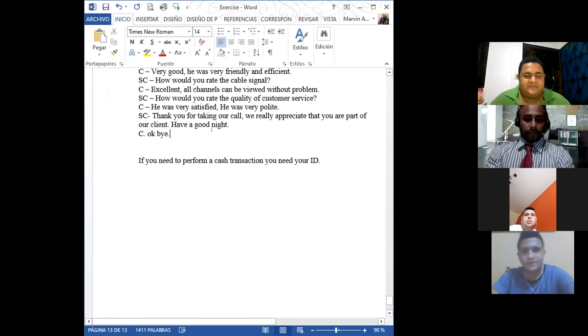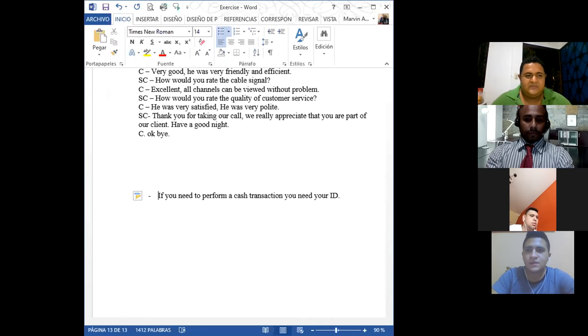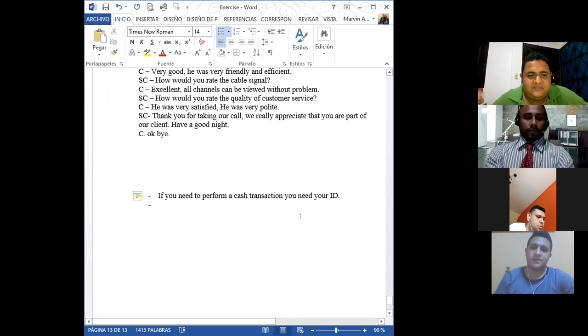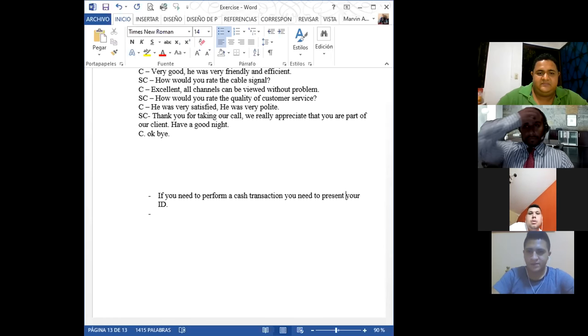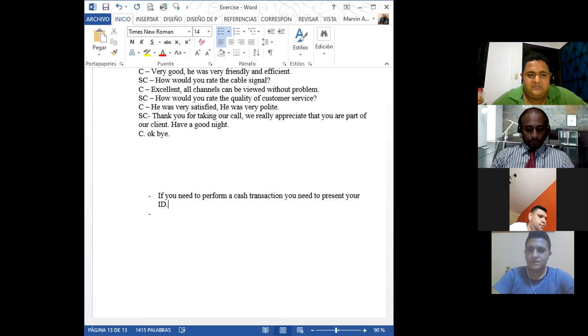Present your document for this semester. Presente sus documentos personales para el desembolso. Present your personal documents for disbursement. Y si ponemos así, para todos compartir mejor, más fácil, ahí lo vamos a escribir todos igual. If you need to perform a cash transaction, you need your ID. You need to present your ID. Present your ID. Okay, next one.